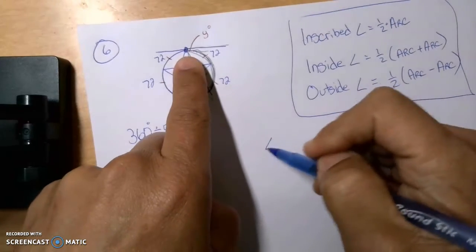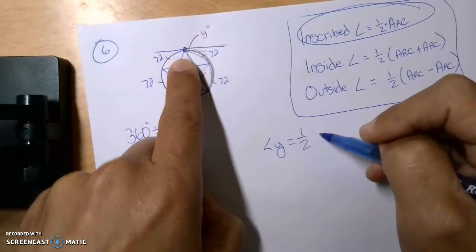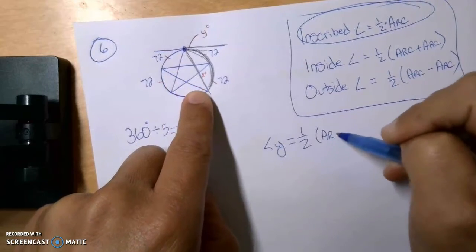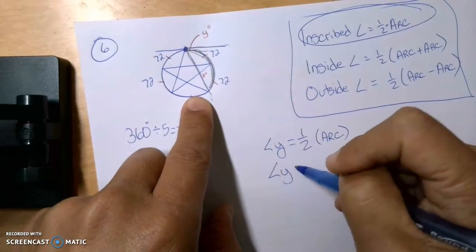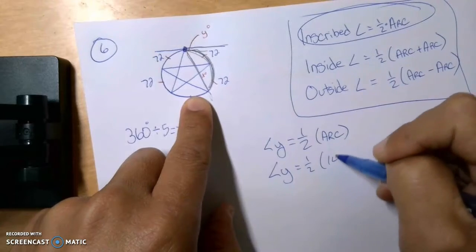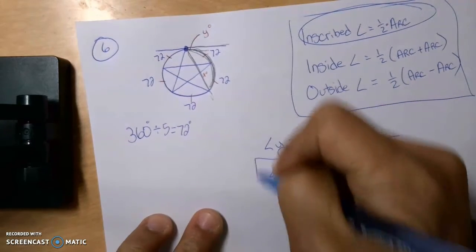So for angle Y, it is an inscribed angle because it's on the circle. It's 1/2 the arc that it hits. Well, the arc that it hits is 72 plus 72, which is 144. So 1/2 of 144 goes back to 72. And that's it. That's angle Y.